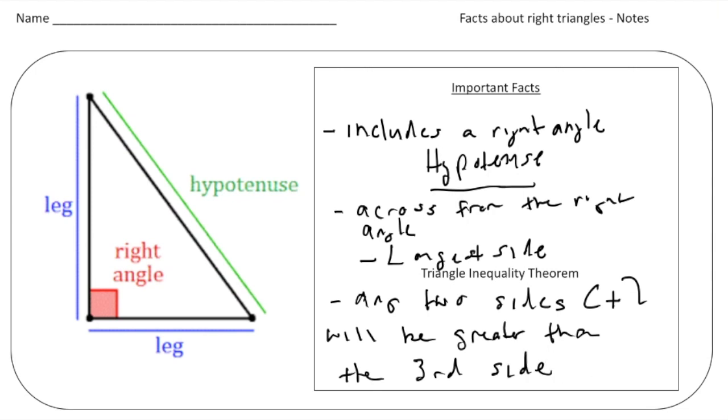All right. So again, just a review. So a triangle consists of three sides, and notice the two legs come together to form a right angle. Directly across from the right angle, there's the hypotenuse, which is the longest side. And remember, anytime you have a triangle, it has to follow the rules of the triangle inequality theorem, where any two sides, when added together, is always greater than the third side.